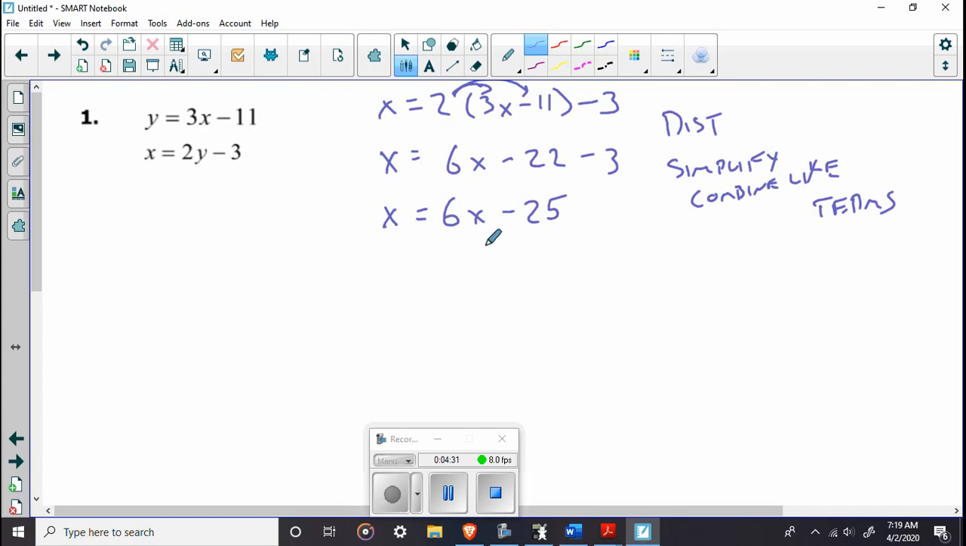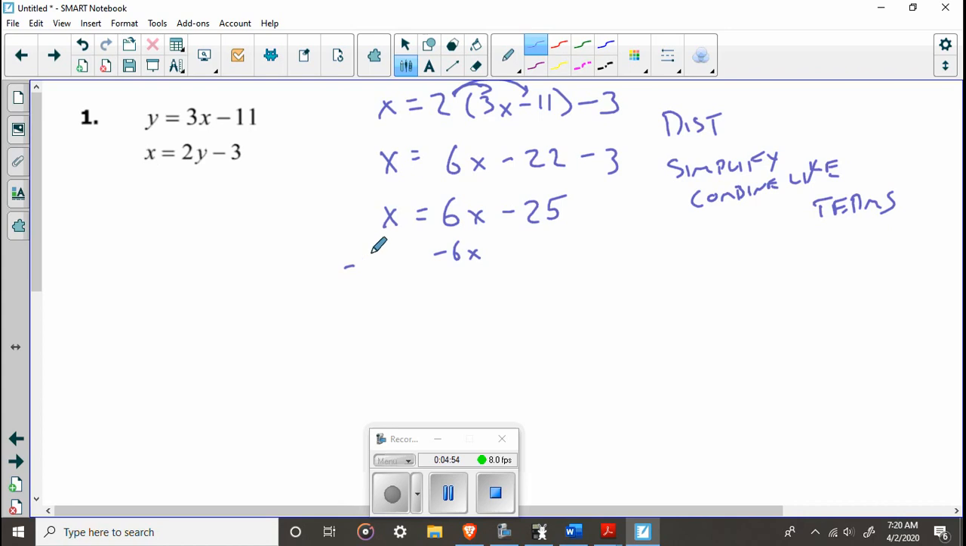Now again, big step back. What are we doing? Well, we've got to get all our x's on one side and all our numbers on the other. Since all I have on this side is numbers, let's not move that. Let's move this one. Let's move the variables, the x's, over to the other side. What's the opposite of positive 6x?